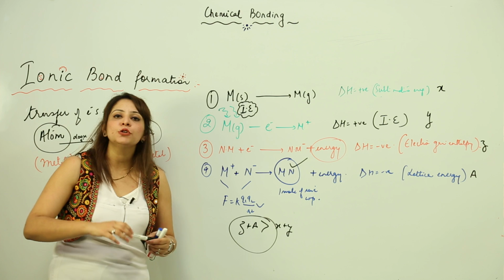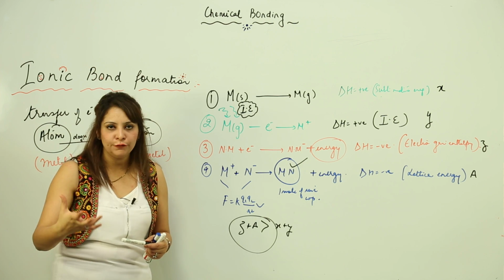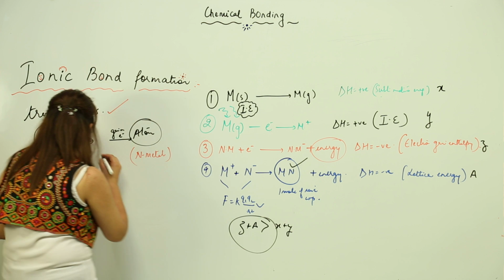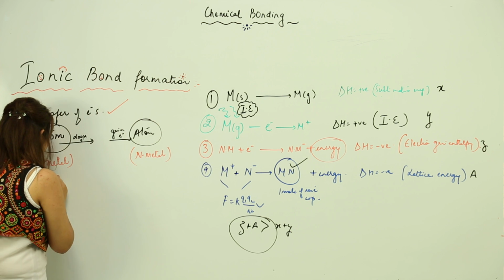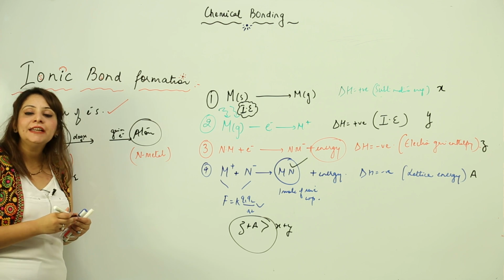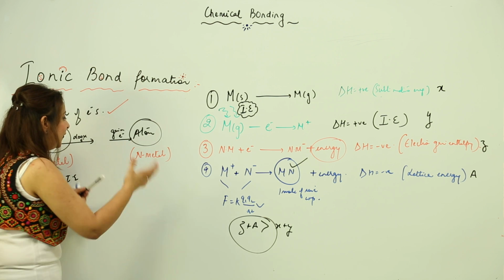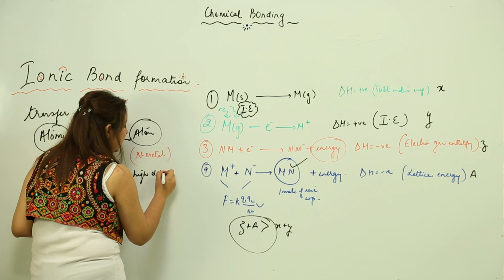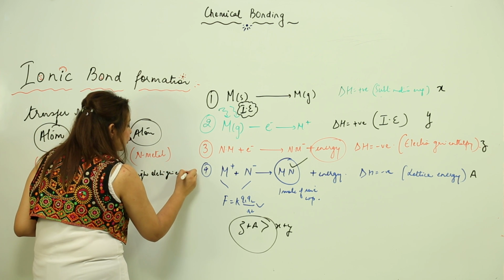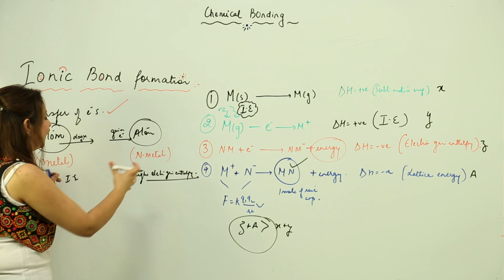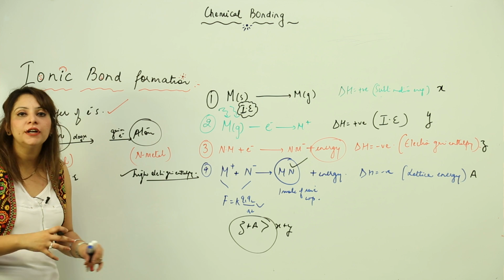So if somebody asks you about the factors that influence the formation of an ionic bond, you are going to say that we need a metal which has low ionization energy, meaning that it can give up the electron easily. And we need a non-metal which has high electron gain enthalpy. That means it is going to release more energy.